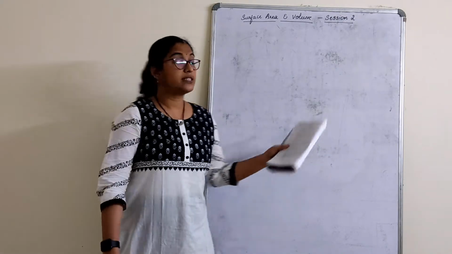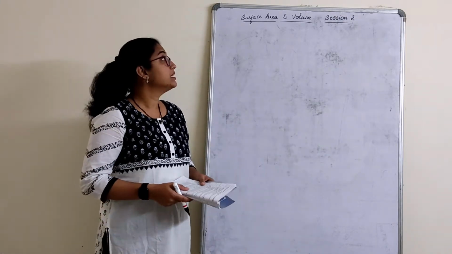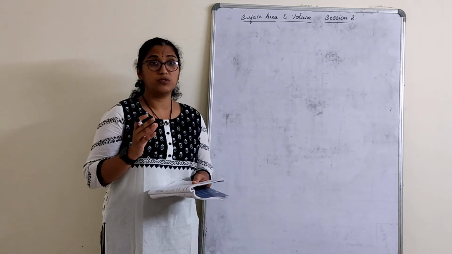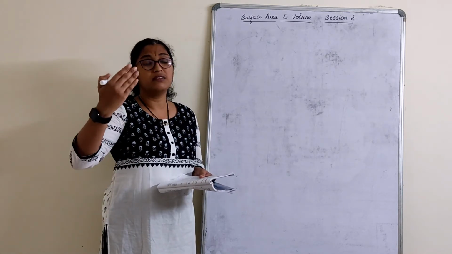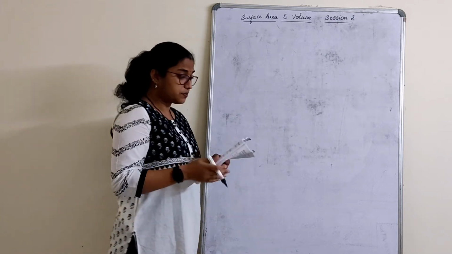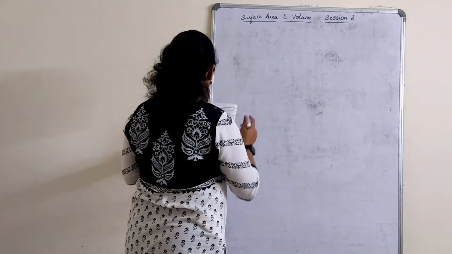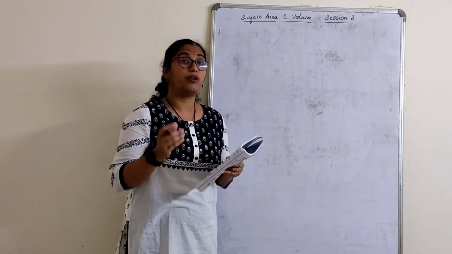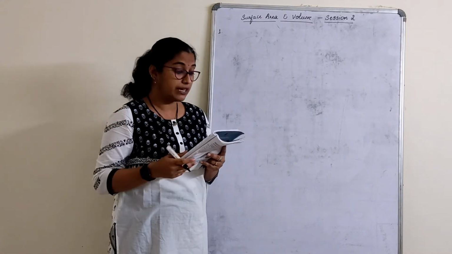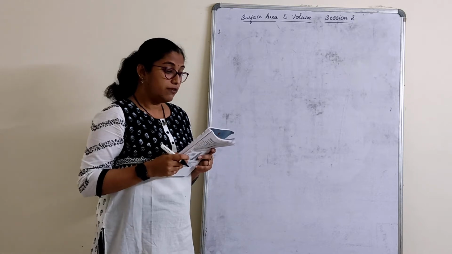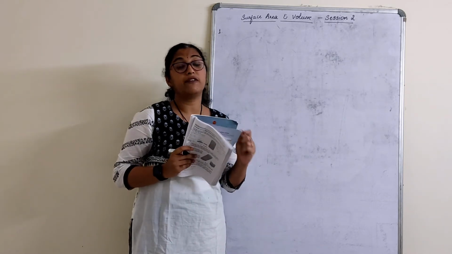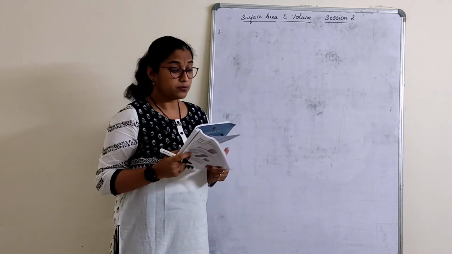Good morning. We'll start session 2 on chapter surface area and volume. In yesterday's class we only understood the basic formulas. We'll start immediately with the exercise now. The first exercise is based on cube and cuboid, its areas. Volume will come later. Always we need to identify in the given question which solid figure we are referring to.